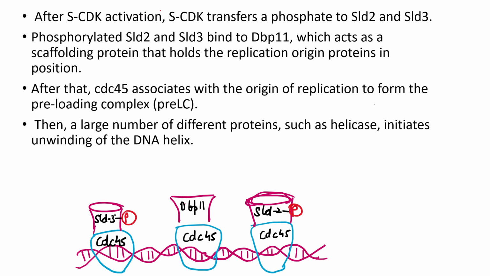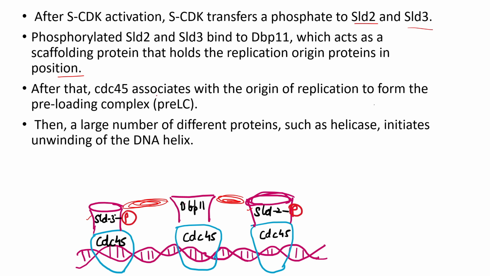Now moving further, after SCDK activation, SCDK transfers a phosphate to SLD2 and SLD3. I have shown this in the diagram. SLD2 and SLD3 are getting phosphorylated. Phosphorylated SLD2 and SLD3 bind to DPB11, as shown in the figure, which acts as a scaffolding protein that holds the replication origin proteins in position. Now this protein will hold the replication proteins in their position.